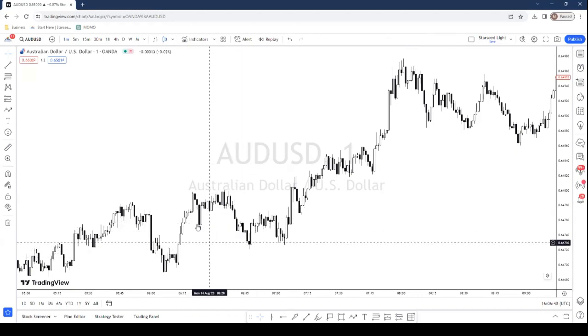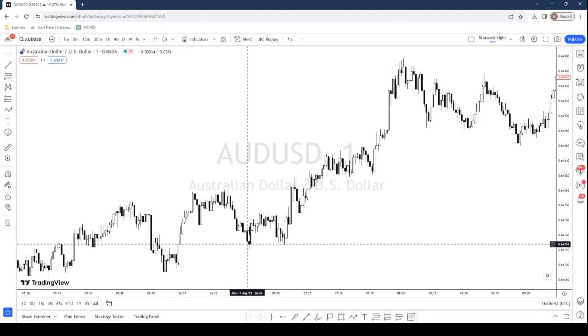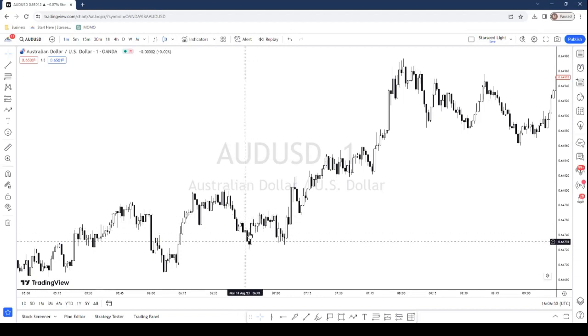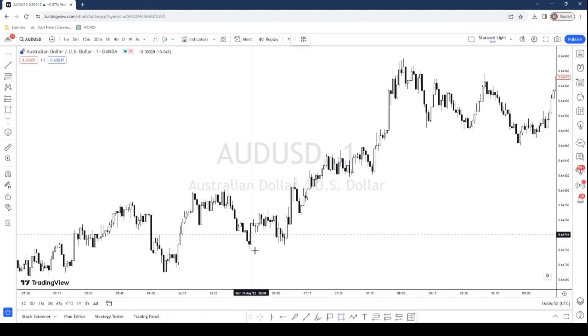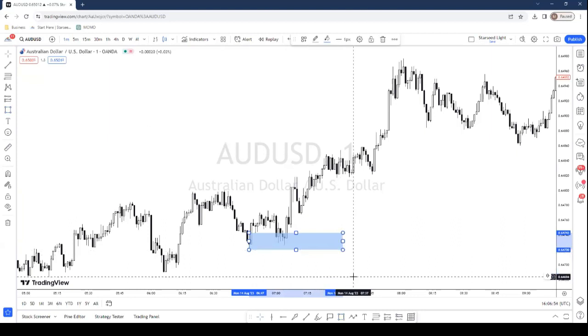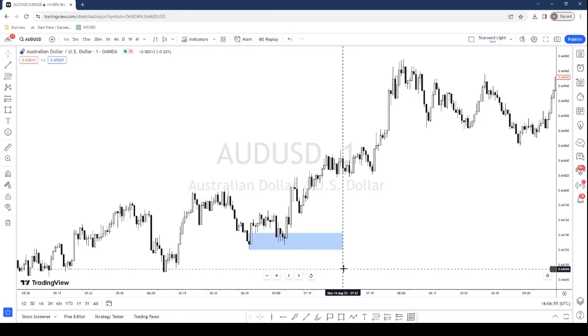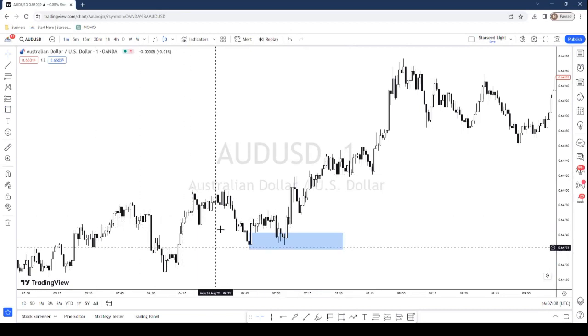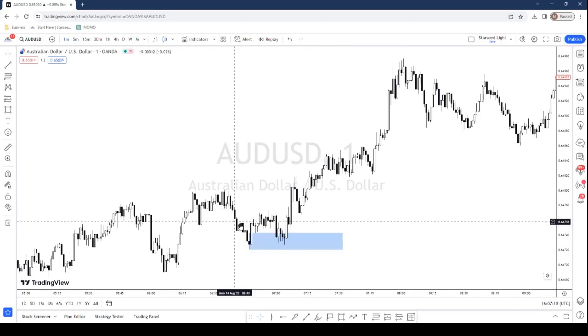So the liquidity here is being swept, and then the market started to retrace upward again. In this area, I can place a pending order directly. Why? Because I have liquidity being swept here, and again over here and over here.